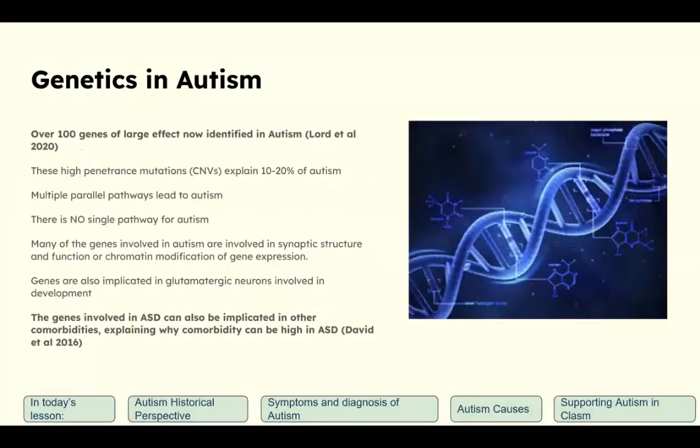Autism is predominantly genetic, and there are over 100 genes that are implicated within the development of autism. They tend to be high penetrance mutations or copy number variants, which explain about 10 to 20% of autism.